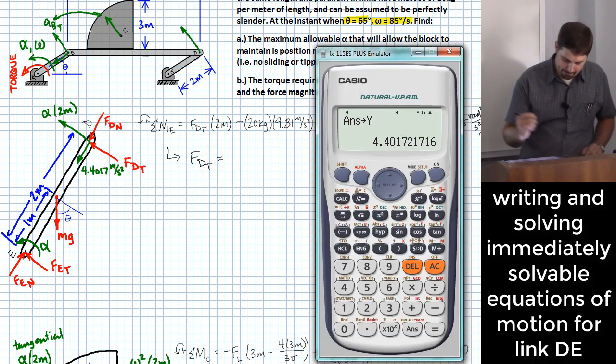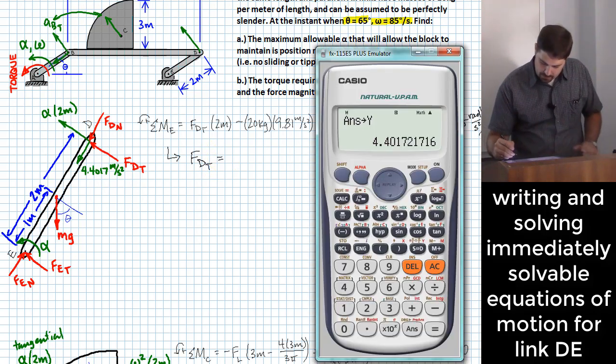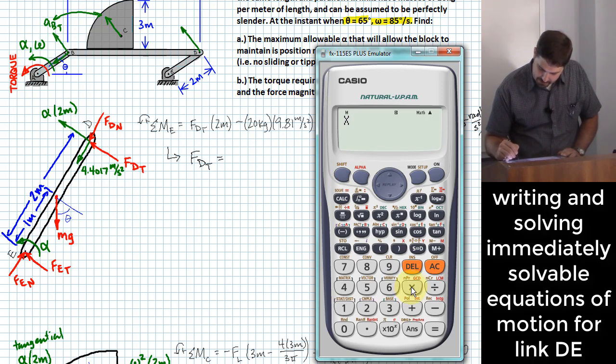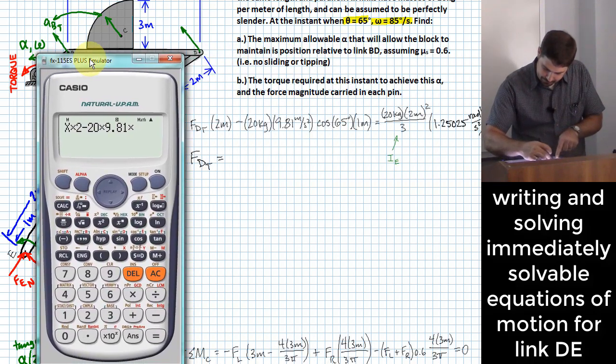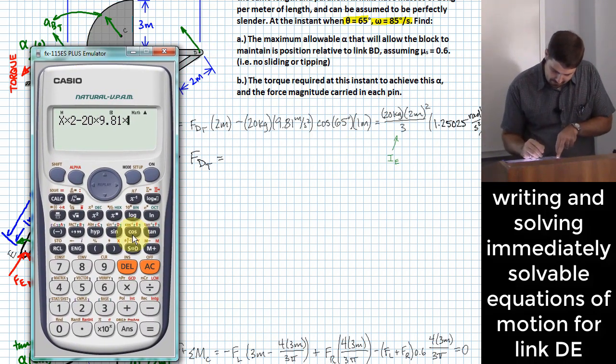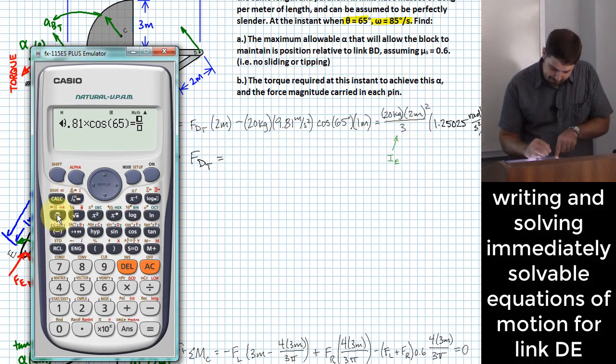All right, so we'll do it this way. We have x times 2 minus 20 times 9.81 times cosine 65 times 1 meter, I don't need to put that in, is equal to 20 times 2 squared over 3 times 1.25025.